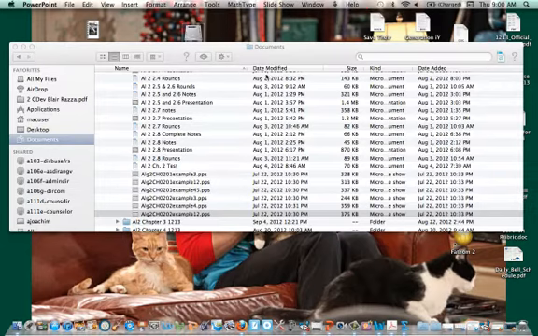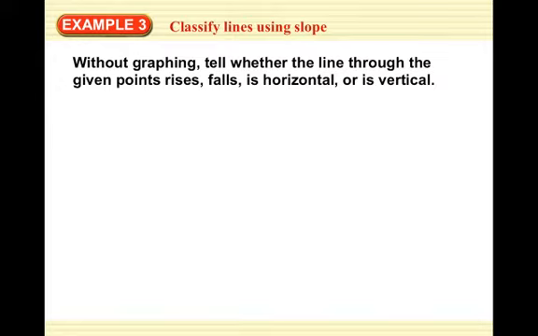Okay, so moving on to example 3. For example 3, we're going to use the classifications of lines by slope. The slope of a line indicates whether the line rises from left to right, falls from left to right, is horizontal, or is vertical. When you have a positive slope, it goes up from left to right. So it rises from left to right if you have a positive slope. So positive slopes rise. Negative slopes fall from left to right. So negative slope falls. A zero slope is horizontal, and a vertical slope is undefined.